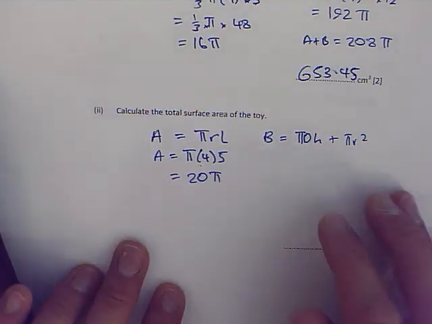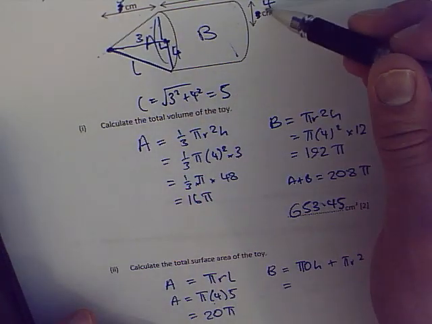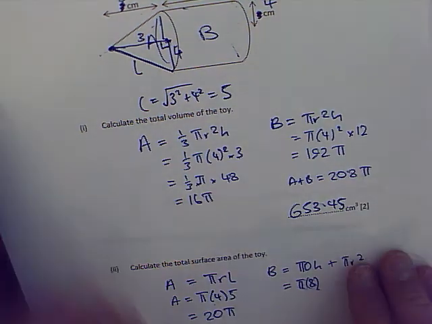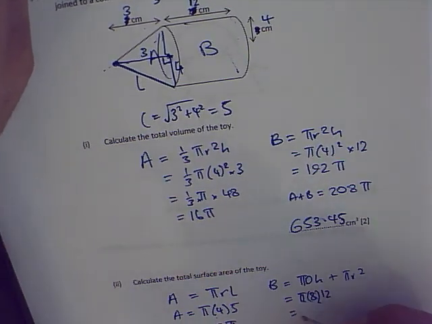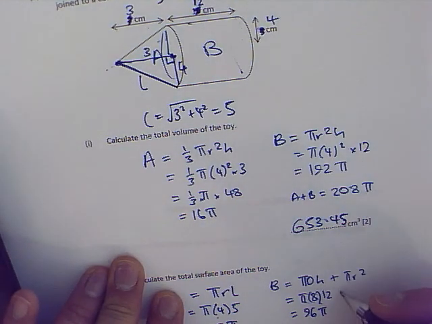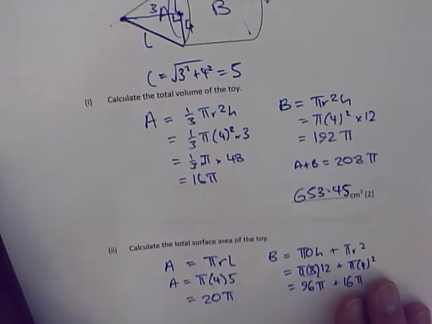So 4 times 5 is obviously 20, so that's 20 pi. That's the surface area of the cone. For the cylinder, that's going to be pi times d times h. If the radius is 4, then the diameter is 8, so it's going to be pi times 8 times the height, which is 12. So 8 times 12 is 96, that's 96 pi.